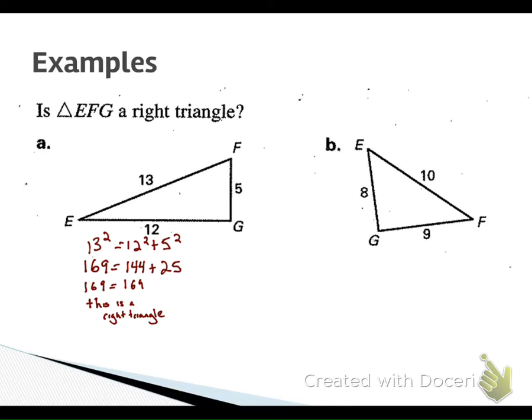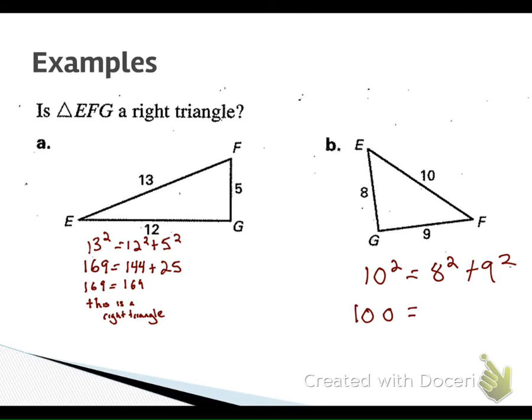Okay, our next one, we again have to perform those same operations. So your longest side is going to be your C. What value is your longest side? 10. It's 10. So C is going to be 10 squared equals 8 squared plus 9 squared. Again, we're just using that Pythagorean theorem to verify. So 10 squared is?